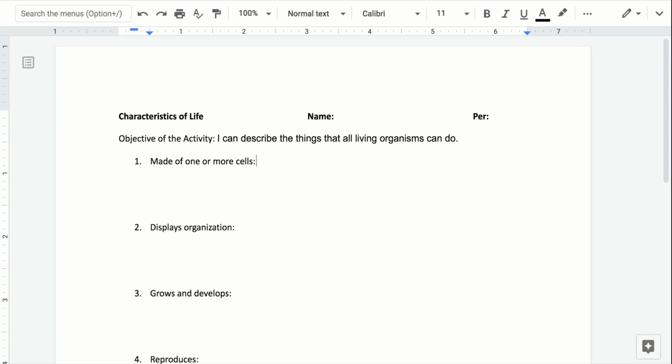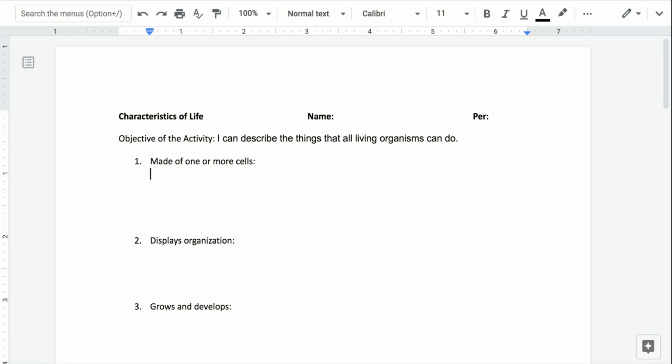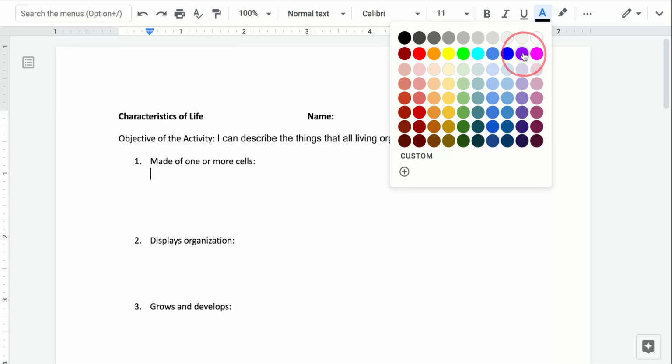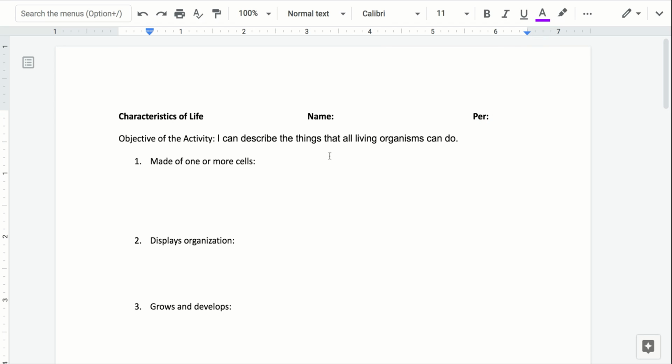To start out with, we were talking about what it means for an organism to be alive. What do organisms that are alive have to be able to do? And this is a list of those items. One thing that they have to be able to do or be true of them is that they're made of one or more cells. If you remember back to the cell theory, the cell theory was something you learned about in biology class.